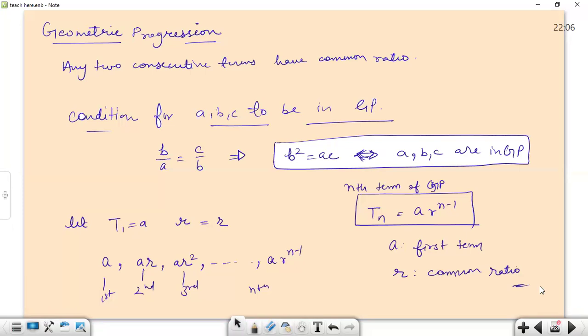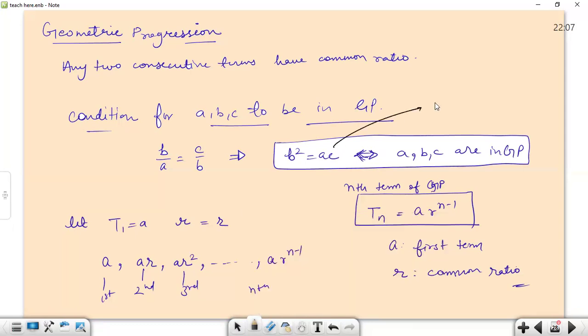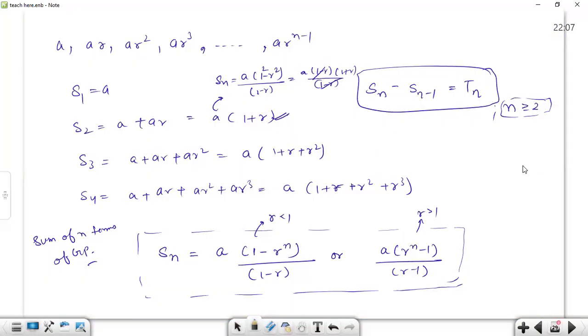The condition for three terms a, b, c to be in geometric progression is b square equals ac. If we find b here, then b is the square root of ac, which is also known as the geometric mean of a and c. If you have to find the geometric mean of a and b, that will be square root of ab. Simple, right? So if that is clear, let's move ahead.